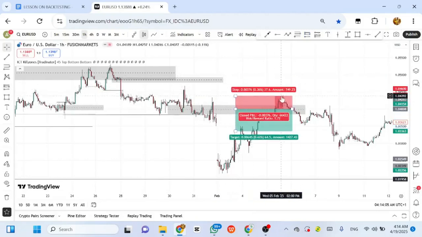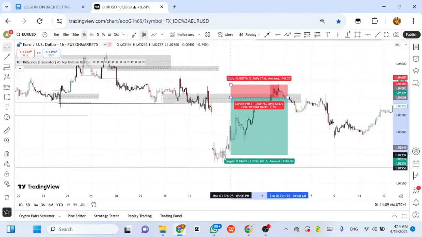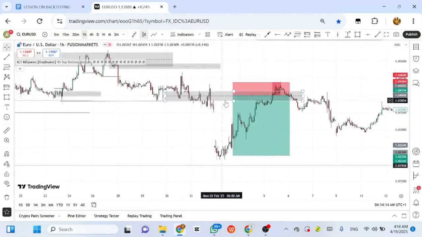Yeah. So what happened? Market kicked us. It kicked us. There's nothing we can do about that. I will target this low, because I know that if market should hold from here, it should come to this low.